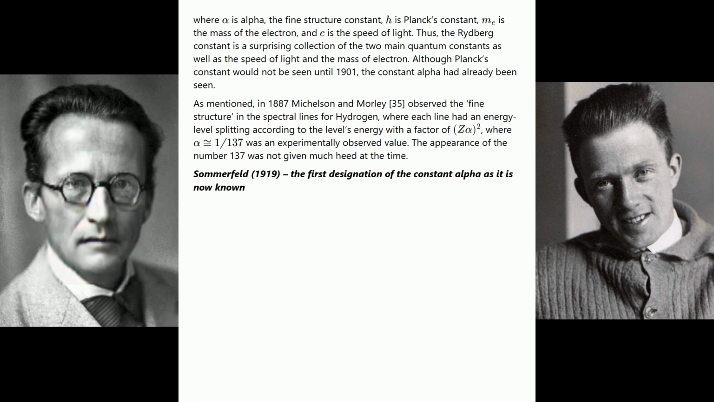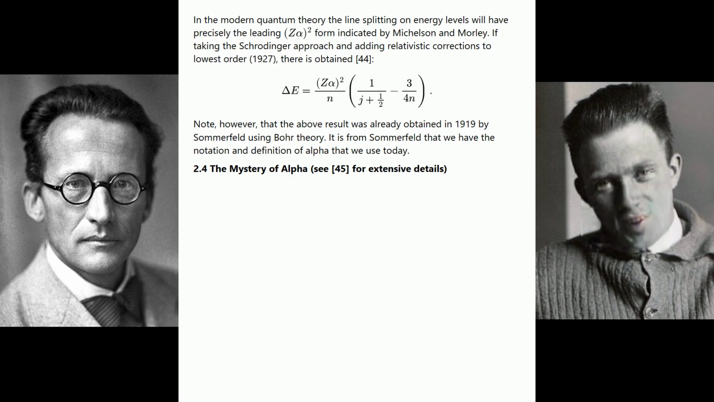The appearance of the number 137 was not given much heed at the time. Sommerfeld, 1919. The first designation of the constant alpha as it is now known. In the modern quantum theory, the line splitting on energy levels will have precisely the leading Z alpha squared form indicated by Michelson and Morley. If taking the Schrödinger approach and adding relativistic corrections to lowest order, 1927, there is obtained the equation shown. Note, however, that the above result was already obtained in 1919 by Sommerfeld using Bohr theory. It is from Sommerfeld that we have the notation and definition of alpha that we use today.